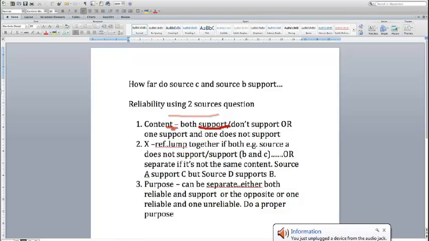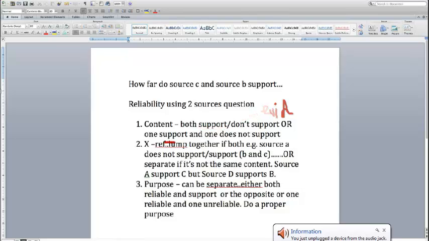Then again, you need to give me your evidence. Or it could be one supports, one doesn't support. So you have to make your stand, and your stand has to be accurate. So give evidence and explanation. Okay, so up to here it should be fine.